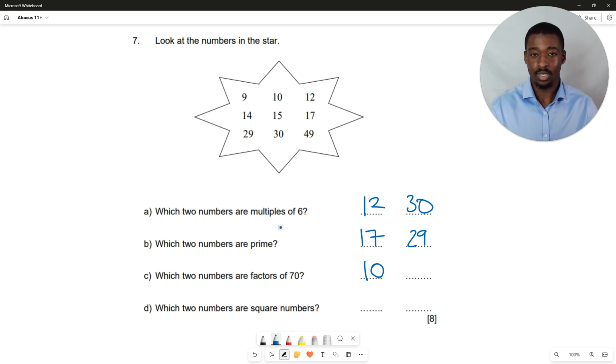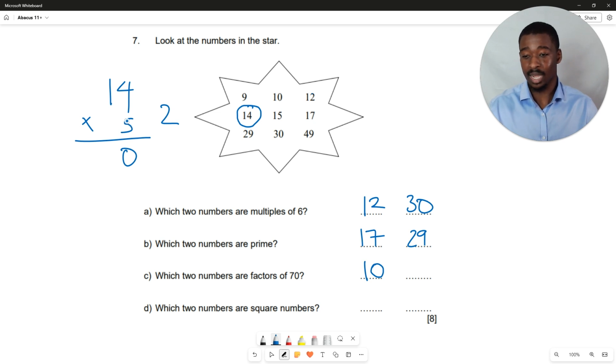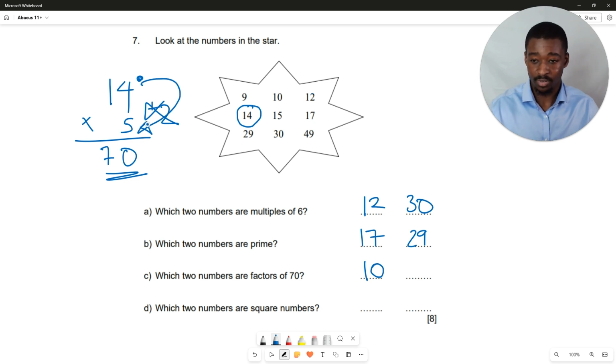Because 12 times 5 is 60, then add 12 again is 72. However, 14 looks very promising because 14 times 5 is 70. 14 times 5: 4 times 5 is 20, so 0, carry the 2. 5 times 1 is 5, plus the 2 we carried over is 7, so 70. So if 14 times 5 is 70, that means 70 divided by 14 should give us 5, remainder 0, no remainders. Therefore, it's a factor, so 14 here.